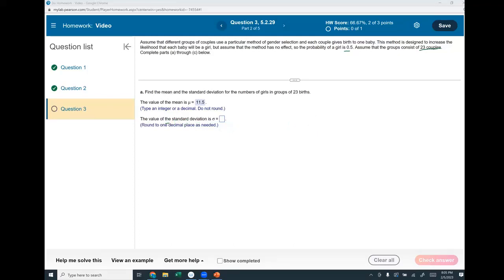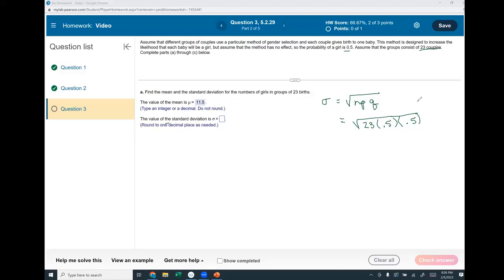Okay, next, we want to find the value of the standard deviation. The standard deviation is equal to the square root of N times P times Q. So that's equal to the square root. N is still 23. P is still 0.5. And Q is 1 minus P, so it's also 0.5.